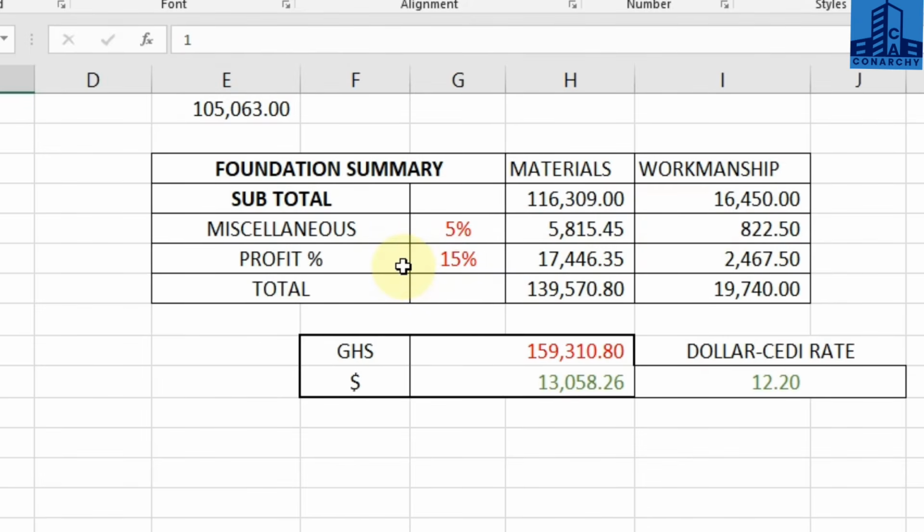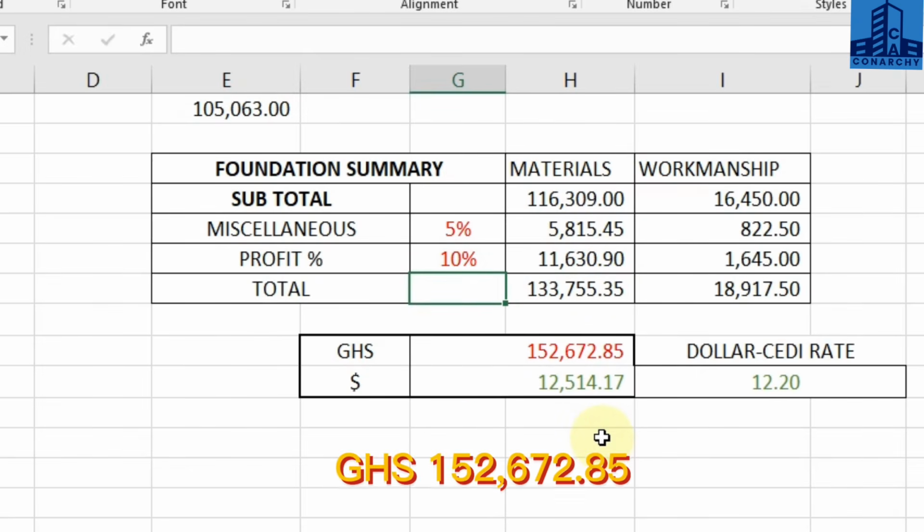And the profit percent in terms of the company overseeing the construction, or the contractor handling your project. Every contractor has a profit percent he or she uses. So some decide to use 25%, which is quite high. Some also use 20%, 15%. Some also, let me say, 10%. So as I change this rate, the value also changes. So if I'm using 10%, this is what the 10% is going to give me. And I'll just combine all this together. So once I combine this together, this is the total cost for putting up a foundation: 152,672 Ghana cedis, 85 pesewas.